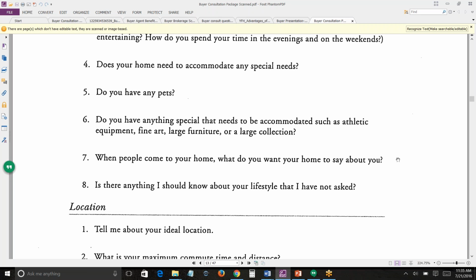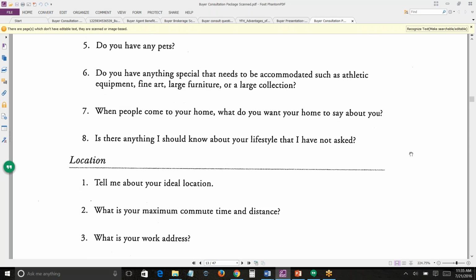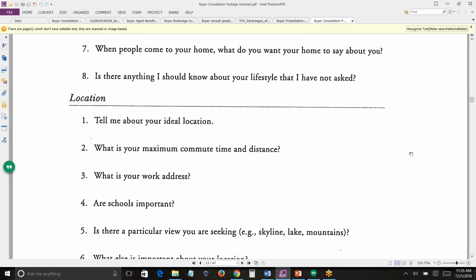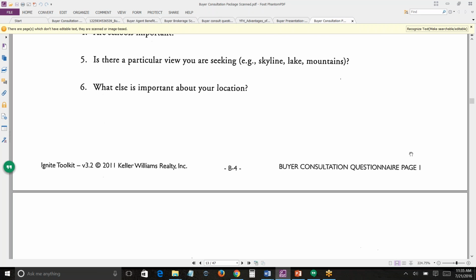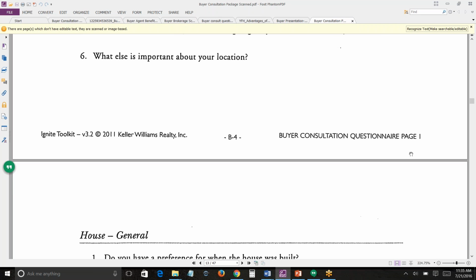Notice that's how I actually started my script. Remember, at the end, you'll notice that this comes up again. Tell me about your ideal location. What is your maximum commute time and distance? What is your work address? Are schools important? Any particular view? What else is important about your location?